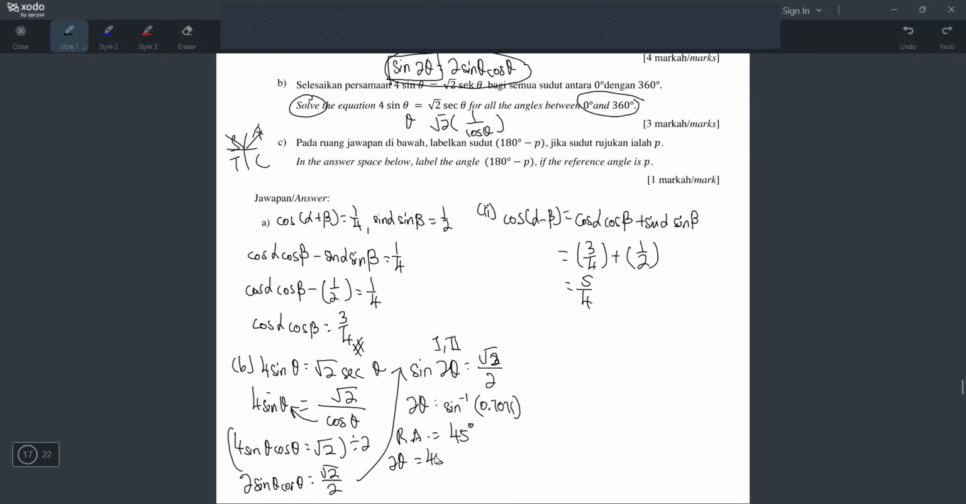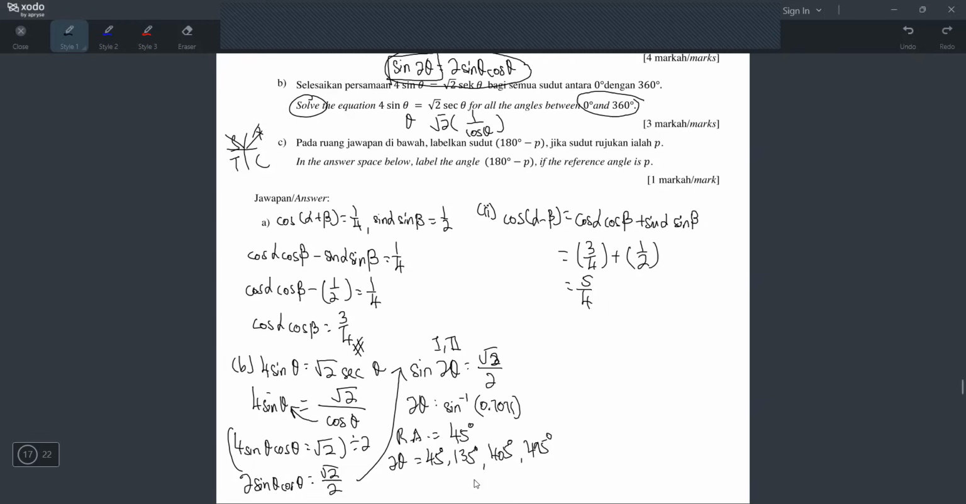So the first quadrant answer is 45. Second quadrant, how to convert first quadrant to second quadrant? Just take 180 minus. So what is 180 minus 45? 135. And since it's 2 theta, it means 2 rotations. So 2 rotations means what I have to do with all my answers? It means all my answers I have to plus 360. If it's 2 theta, 45 plus 360, 405. 135 plus 360, 495. Right?